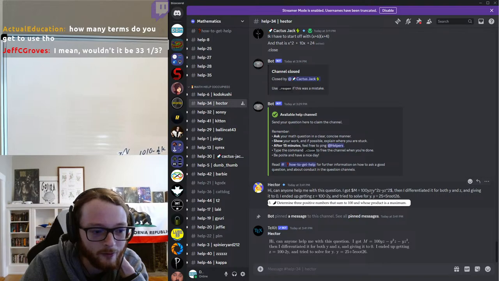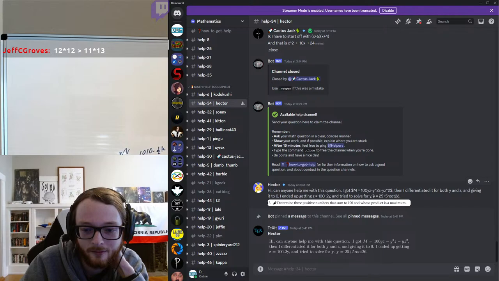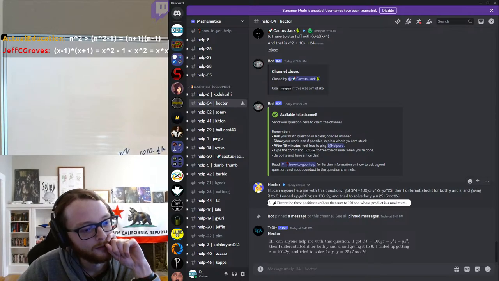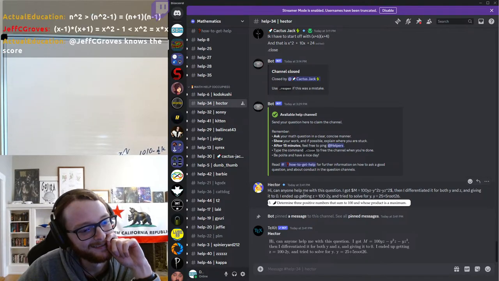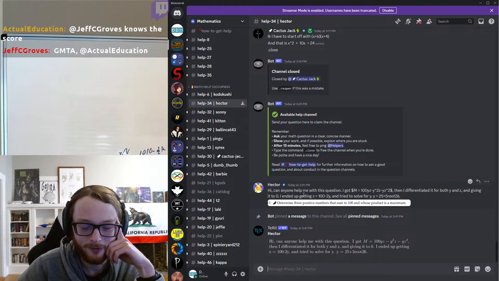Figure doesn't work with math formulas, unlike math larger, which is not supported by Discord. 12 times 12 is greater than 11 times 13? Really? Huh. So what's wrong with their answer? n squared is greater than n squared minus 1, which is equal to n plus 1 times n minus 1. Oh, that's weird. I guess that's true though. I guess that would make sense if we extend it to three numbers like we have here. This root is 25 plus 5 root 26.